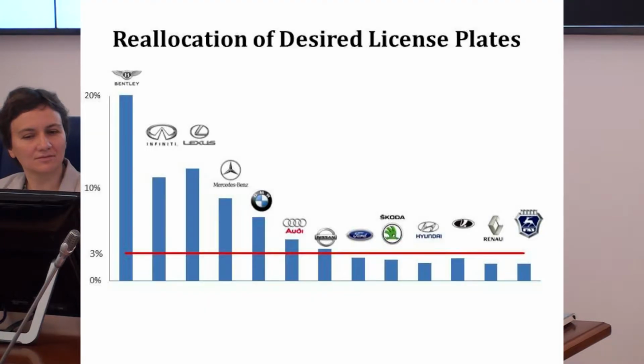And we can use data of that kind to measure corruption, and this is what we do in this project. Abnormal concentration of nice license plates among expensive cars is objective evidence. It's a smoking gun of corruption, and could be used for corruption measurement. And this is just an illustration of what we see. We see that the incidence of nice license plates among Bentleys, Infiniti, Lexus, and so forth is way higher than it is among Lada and Renault.